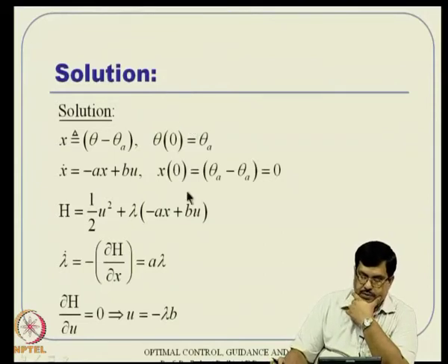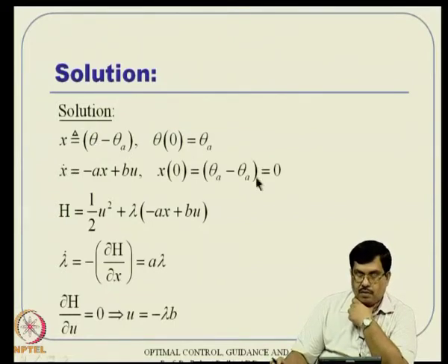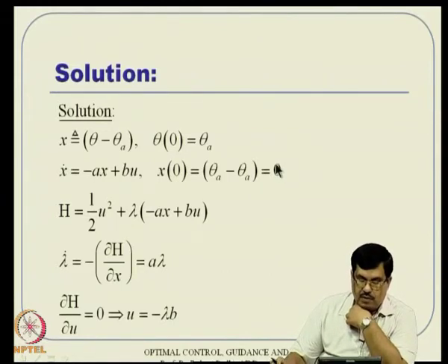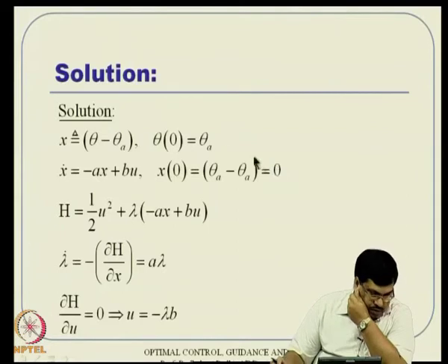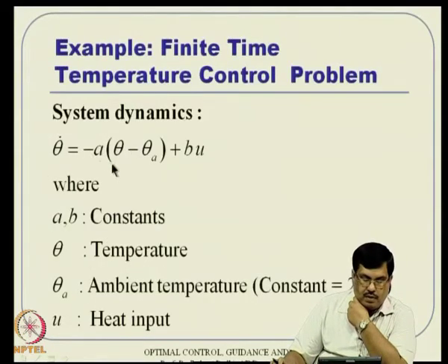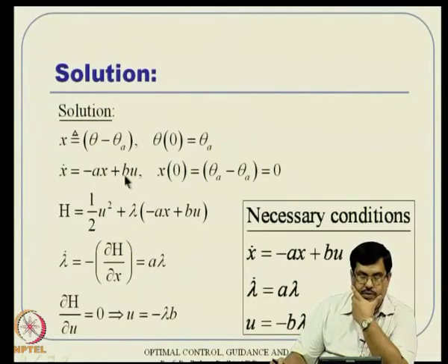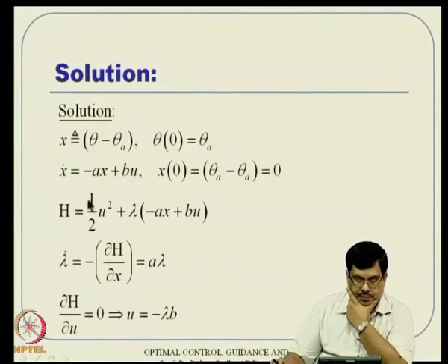So, what is our x 0? x 0 is nothing but theta of 0 minus theta a. Theta of 0 is theta a anyway, so that turns out to be 0. So the initial condition in the state variable x is nothing but 0, okay. And what is the system dynamics? Theta a is a constant value, remember that, so theta a dot is 0. So I am talking about x dot equal to minus a times x plus Vu. This is what it is, x dot equal to minus x plus Vu actually.